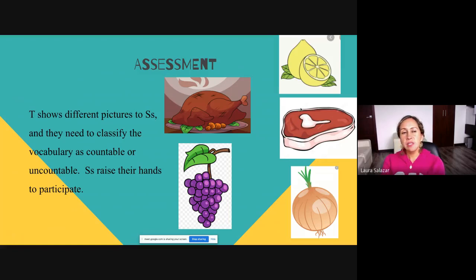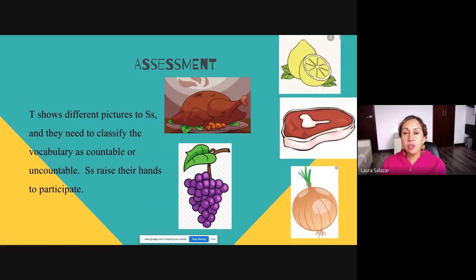For the assessment, teacher will show different pictures to students, and they need to classify the vocabulary as countable or uncountable nouns. Students raise their hands to participate. So teacher will use these pictures that I have over here to show the students, like the chicken, the grapes, the lemons, the meat, the onion. And they need to classify if they are going to be countable or uncountable nouns. That way, the teacher will see if the students understand the lesson or not.